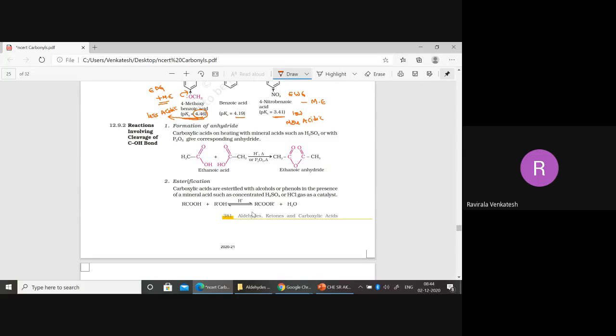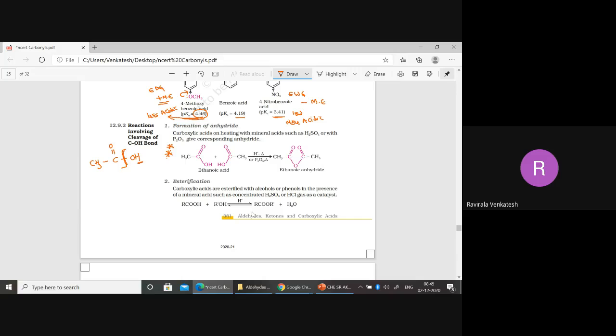The chemical reactions involving where the bond is cleaving here, the C-OH bond. In CH3COOH, if I take the C double bond O, OH, the bond is breaking. If the bond breaks here, that is the acidic property, which we already completed. Now we are breaking what? The bond over here. This is a very important reaction for conversions.